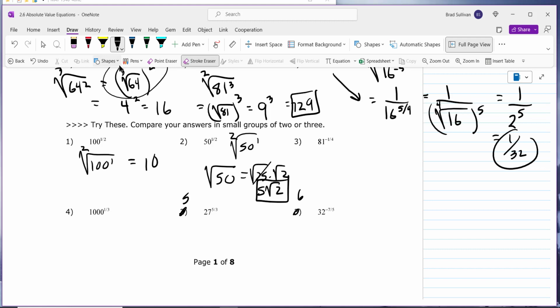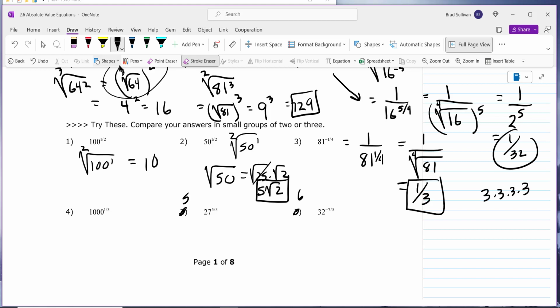Okay, next one, you have a negative exponent, so you're wise to change it to a positive exponent. Then change it over to a radical, so that's 1 over the fourth root of 81 to the first. Well, the fourth root of 81 is 3. Why? Because 3 times 3 times 3 times 3 is going to give you 81. So the answer to that problem will work out to be 1/3. Okay, got a negative exponent, take care of that, and then change it over to a radical.